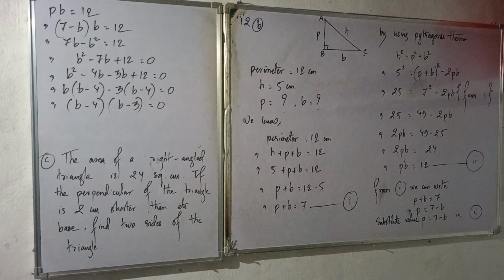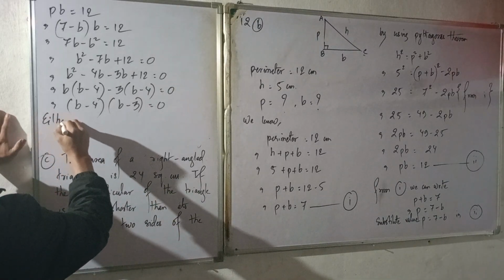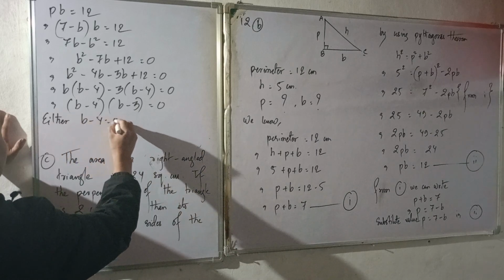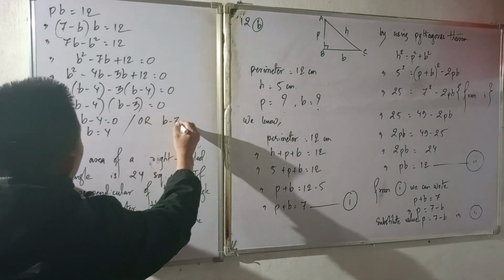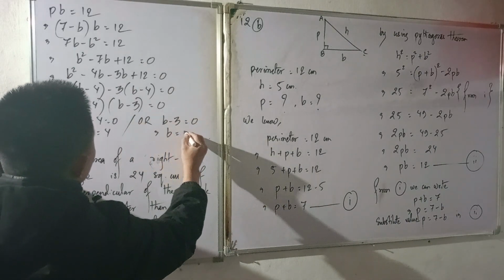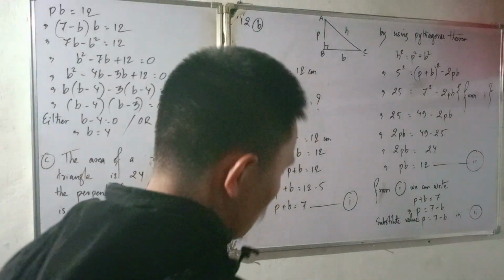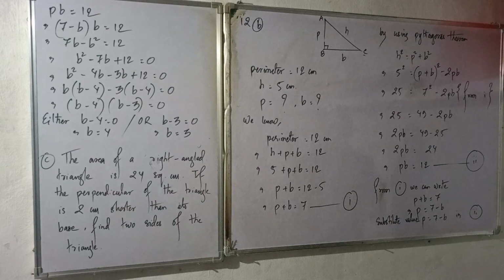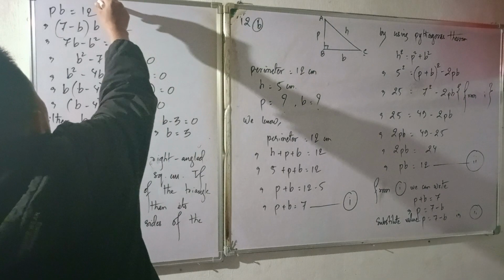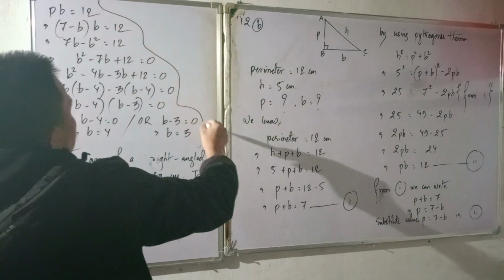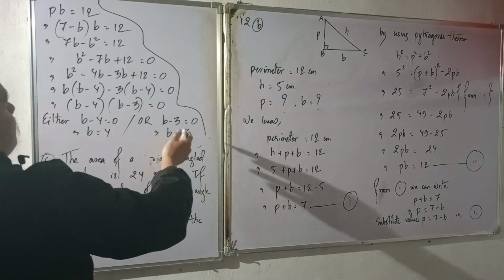So for the two other sides, you can do either B minus 4 equals 0, or B equals 4, or you can write B minus 3 is equal to 0, or B equals 3. So here there are two cases, two values for B, and in that case you have to take both. So there are two values: B is equal to 4 or B is equal to 3.